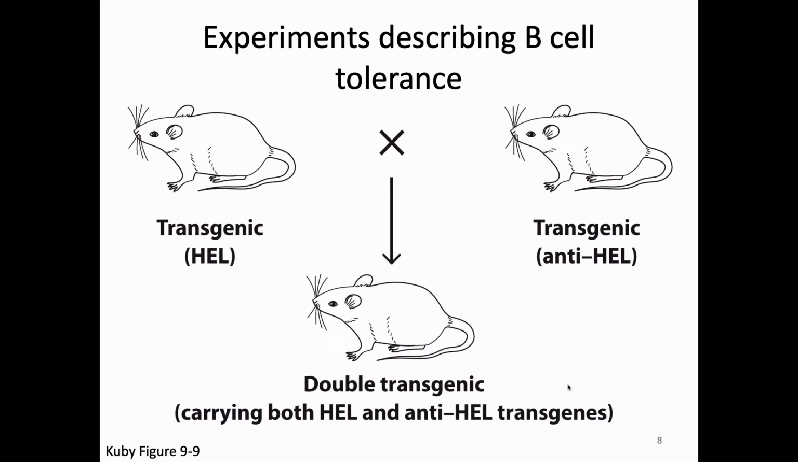Okay, so what am I going to see if I screwed up the experiment? Maybe. Or maybe I'd see nothing, right? What would I see if we assume deletion is what happens to B cells, and I look for B cells against a self-antigen?